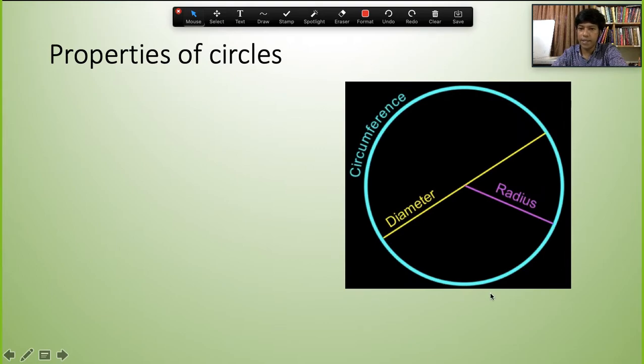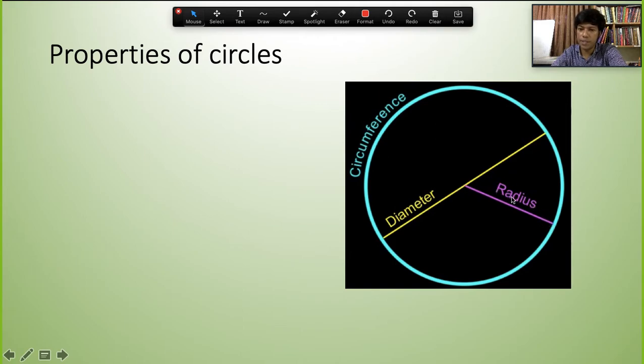Now this is a circle, as you can see. Just giving you the basics about this thing. This outer layer of a circle is called the circumference. If a line goes through the center of the circle from one side to the other side, this is called the diameter. And from the center to the circumference, this distance is called the radius.